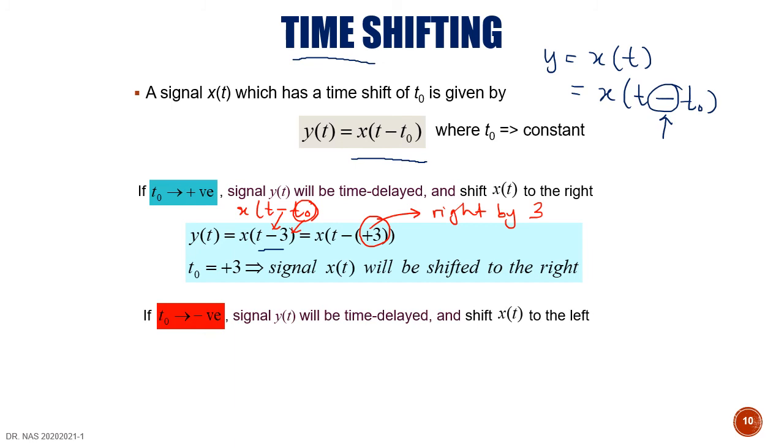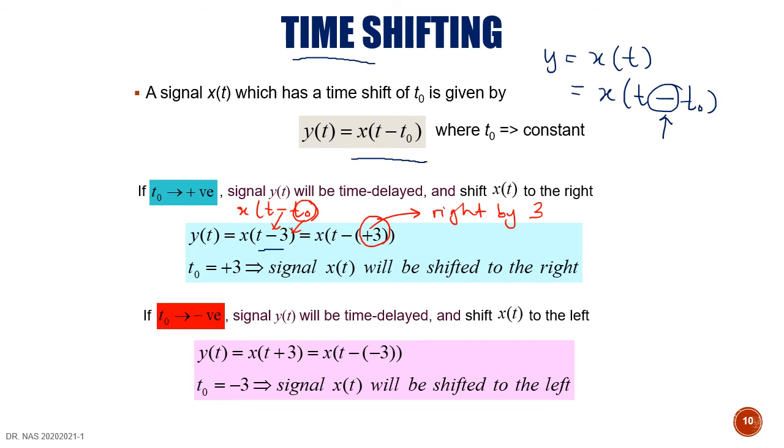Okay, then when you have a signal equal to y(t) = x(t) + 3, you need to compare it to the general equation x(t) minus t naught. In this case, it is equal to x(t) minus, this is the original equation, minus 3 to get positive. Okay, this is positive. So what is your t naught? In this case, your t naught is minus 3. So when it is negative, the signal will be shifted to the left by 3.